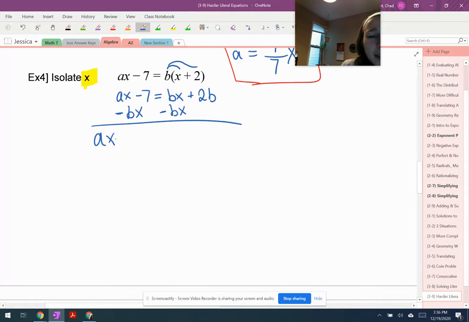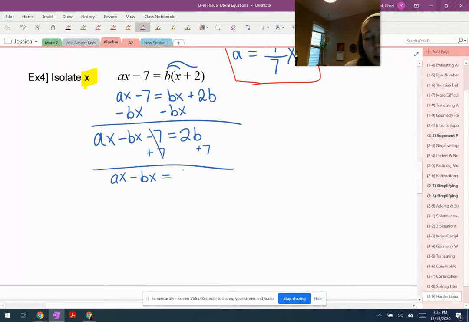However, ax and bx are not like terms. Despite wanting them to be like terms, they're not. But we can go ahead and move that 7 over because that definitely has to happen. And so now this is where the weird thing happens. 2b plus 7, because again, those are not like terms.